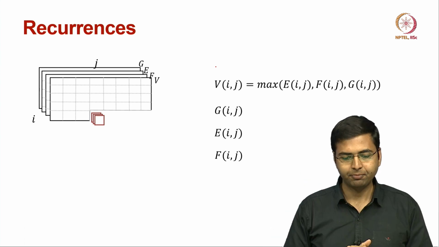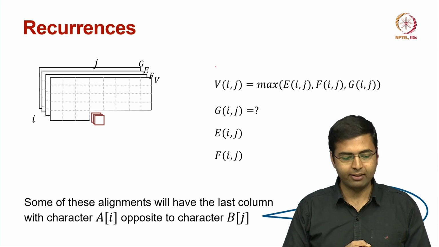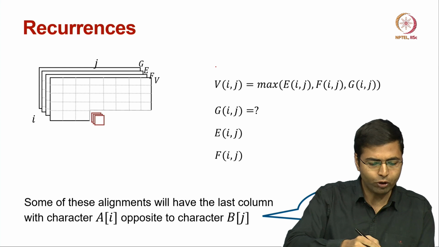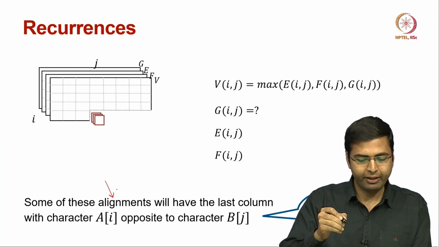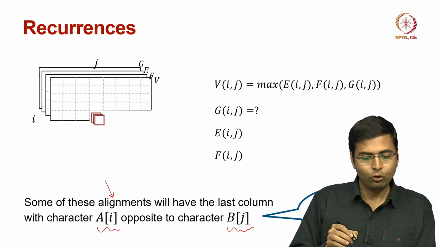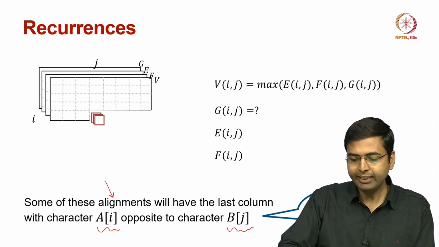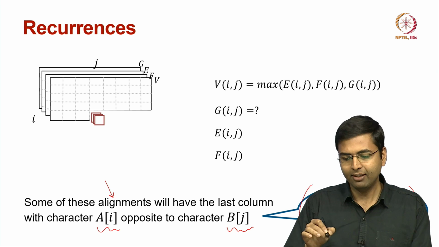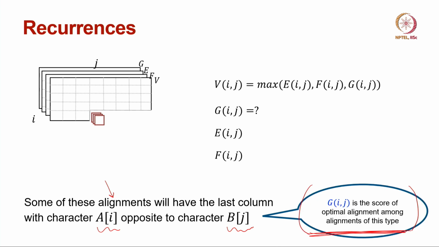So, what about Gij? Let us recall what Gij meant. We were talking about alignments of the type in which the last column had character Ai opposite to character Bj. So, we are specifically looking at alignments of this type, and Gij is equal to the score of the optimal alignment among alignments of this type. How can we define the value of Gij? Well, in all these alignments we have Ai aligning to Bj in the last column.